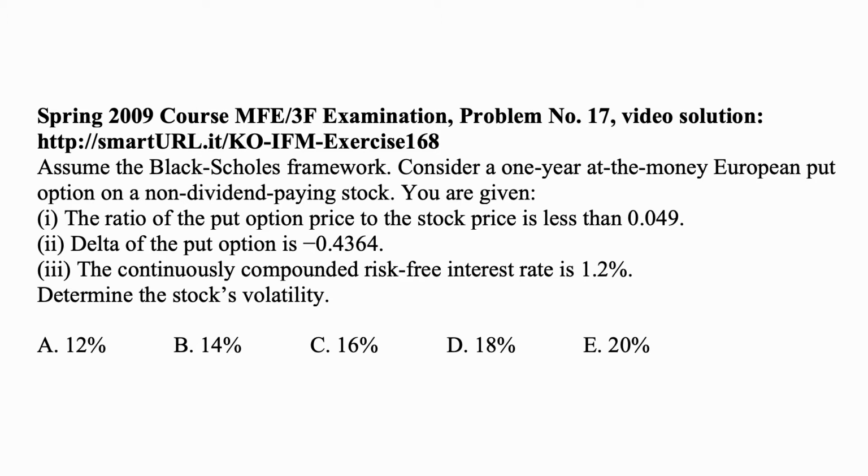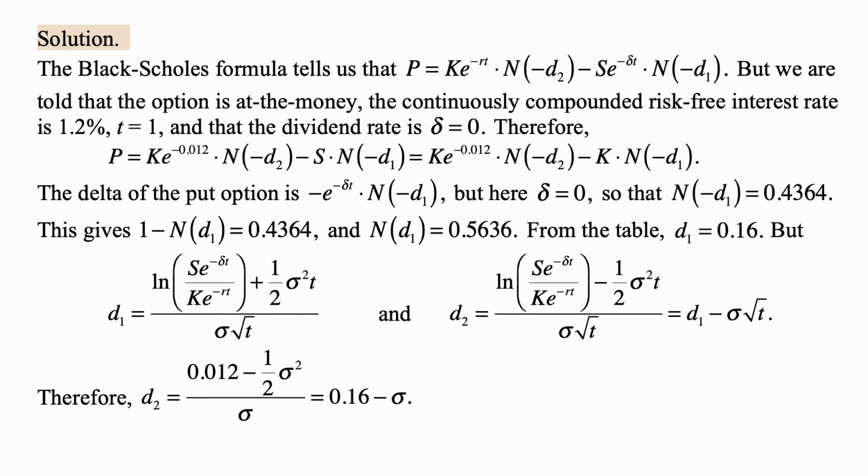Here's a problem for today for exam IFM. Assume the Black-Scholes framework. Consider a 1 year at the money European put option on a non-dividend paying stock. You are given that the ratio of the put option price to the stock price is less than 0.049. Delta of the put option is negative 0.4364. The continuously compounded risk-free interest rate is 1.2%. Determine the stock's volatility.